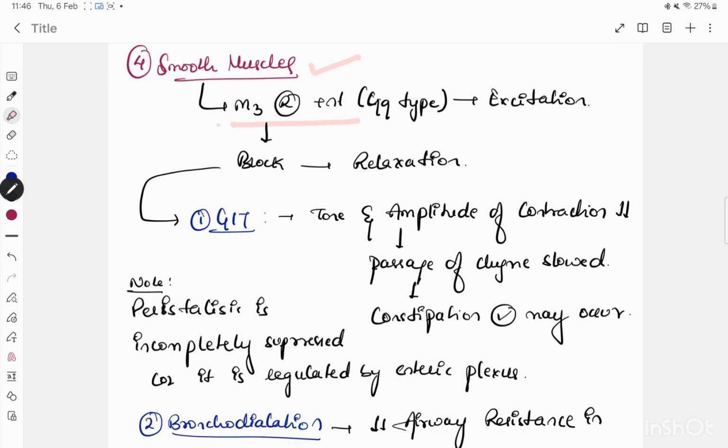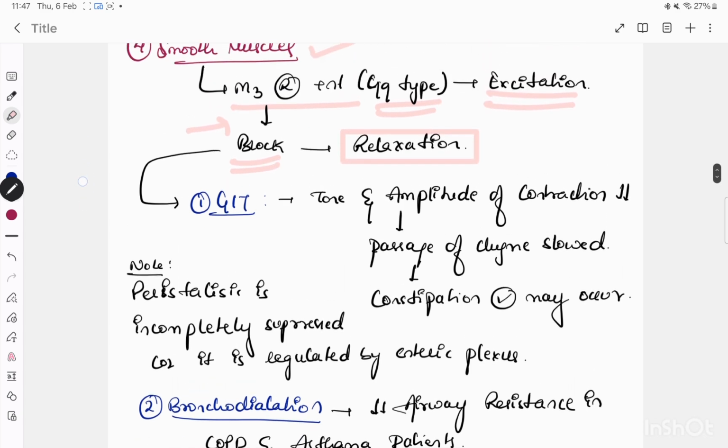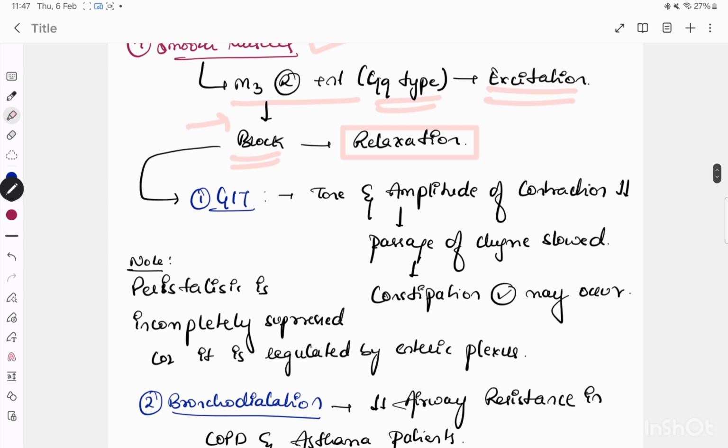So in smooth muscles, the M3 receptor is present. That is, it is Gq type and it helps in excitation. Now if I block this because I'm giving an anticholinergic drug, what will happen? Relaxation will happen. We will look into each of the systems again now. That is, in the GIT, what is happening? The tone and the amplitude of contraction decrease.